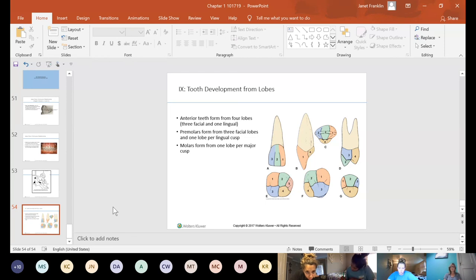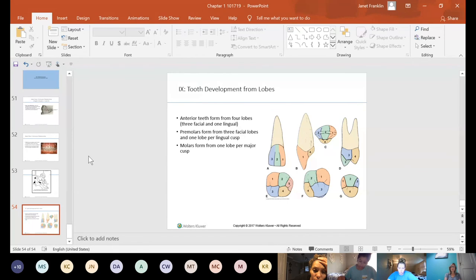So your upper and lower central incisors, your upper and lower lateral incisors, and your upper and lower canines, all form from four lobes. Premolars form from three lobes on the facial, so just like your anterior teeth, and then they have one lobe for the lingual cusp. Now, lower premolars can have two lingual cusps. We're not going to worry about that for now. When we get into premolars, we will learn that. And then your molars just form from one lobe per cusp. So if you have four cusps, you have four lobes. If you have five cusps, you have five lobes.